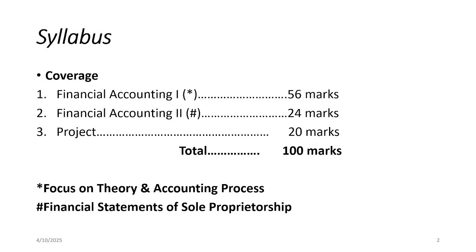To decide the contours, the syllabus for Class 11 is of 100 marks: Financial Accounting Part 1 is 56 marks, Financial Accounting Part 2 is 24 marks, and Project Work is 20 marks. The total comes to 100 marks. Financial Accounting Part 1 will be based on theory and the accounting process. Financial Accounting Part 2 would be based on financial statements of a sole proprietorship. Project Work would be practical application of whatever you have learnt.